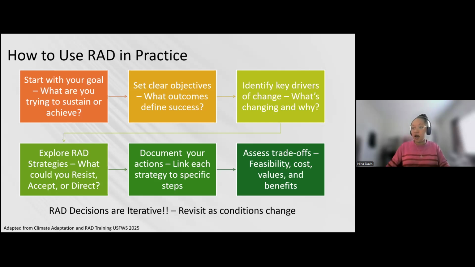After that, document your actions. What specific steps would align with each strategy? And then finally, you'll assess the trade-offs. Think about your feasibility. Think about the costs, the values, and who's affected. Remember, this isn't a one-time process. RAD is iterative. So you'll revisit these steps as conditions and priorities evolve.